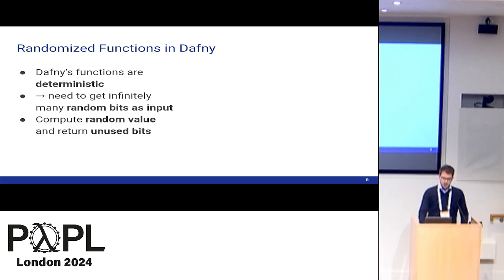Then the function can use these random bits to compute a random value, and it'll return the unused bits for future computations. So you can think of the randomized functions in Dafny as bitstream transformers.